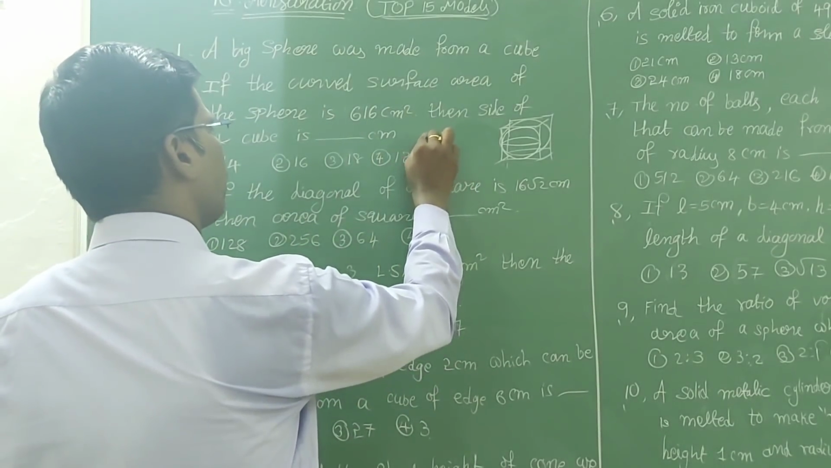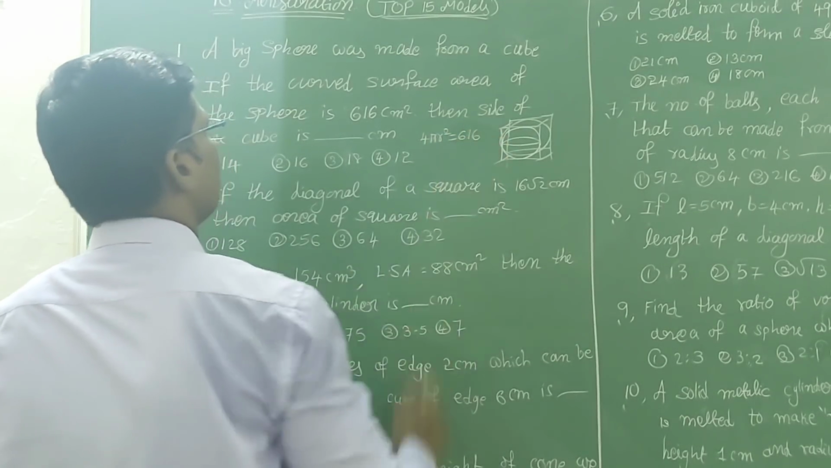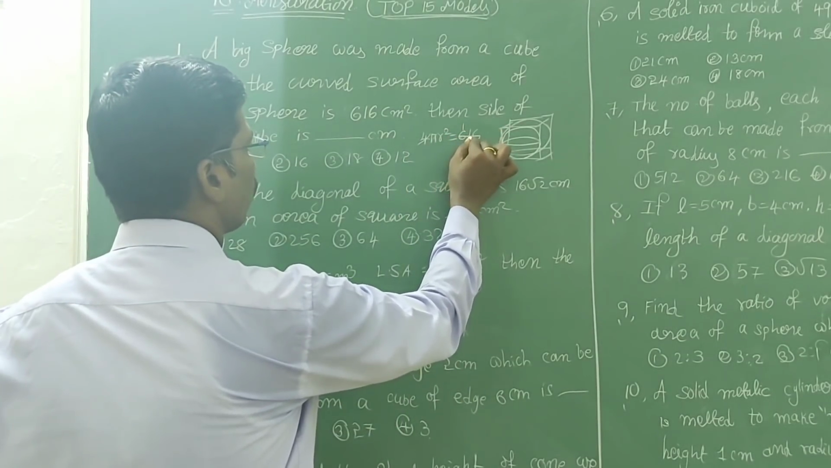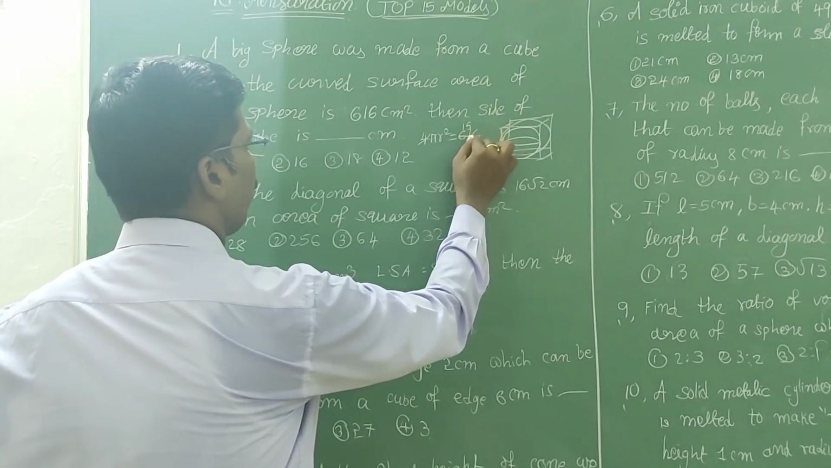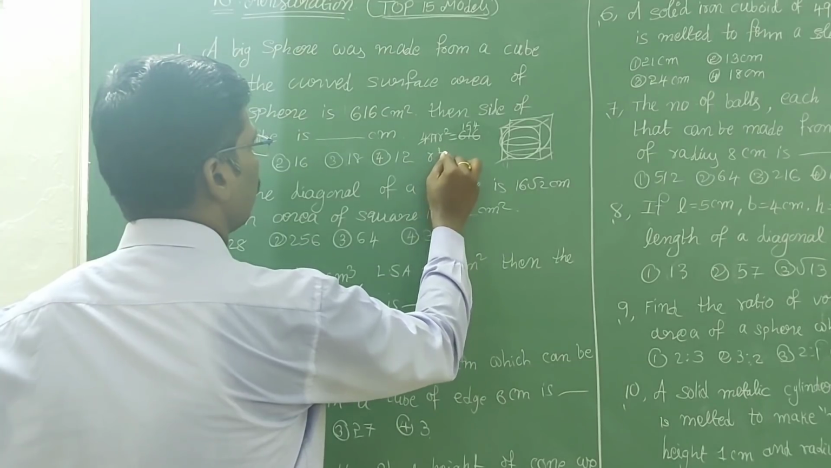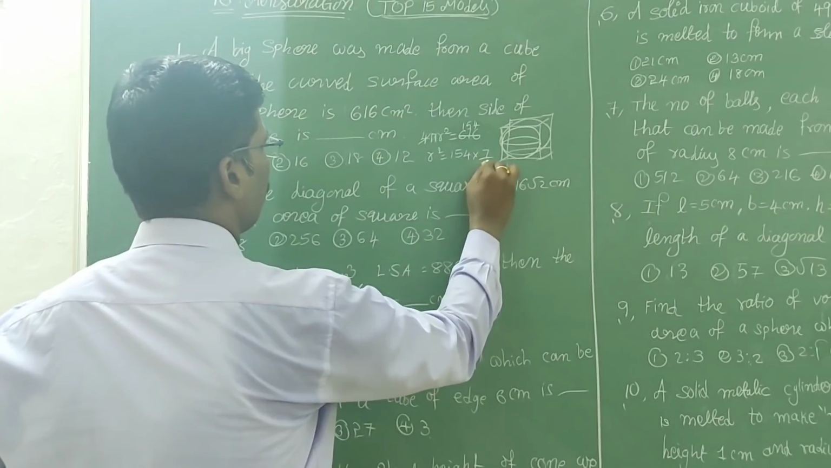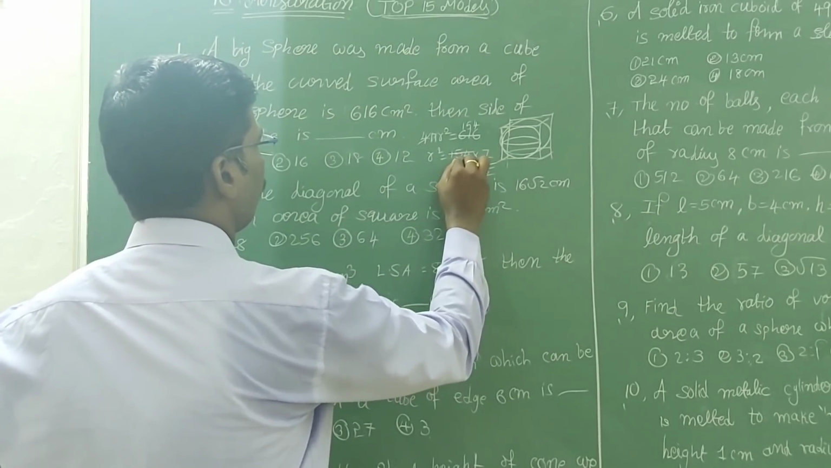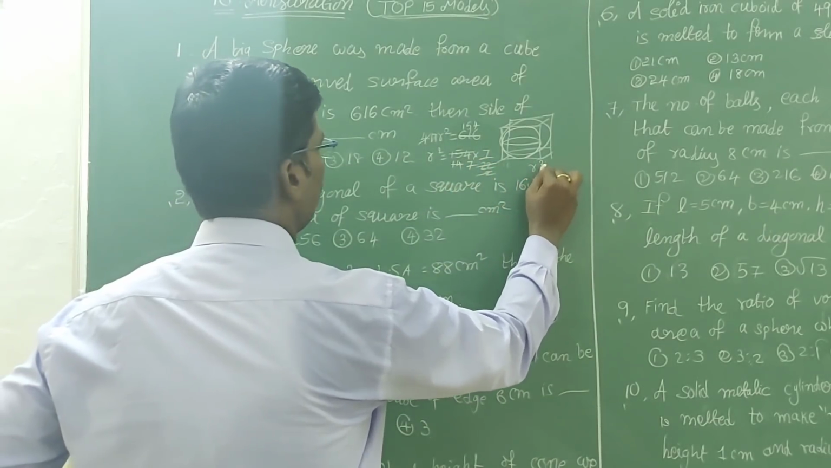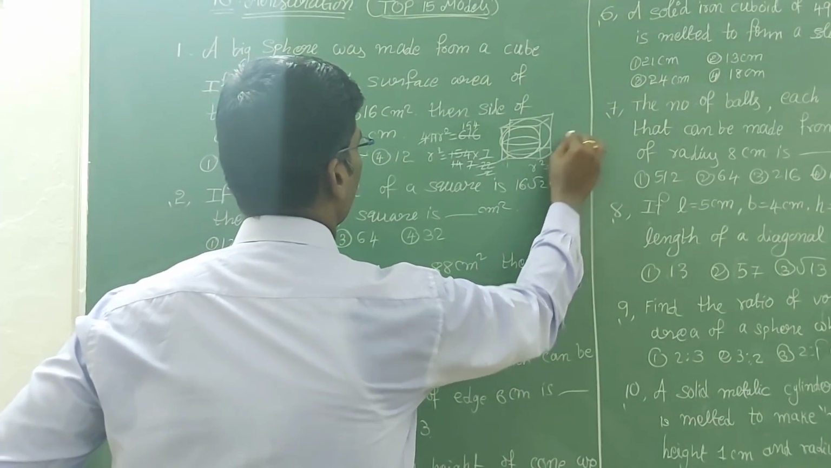Curved surface area of a sphere is nothing but 4 pi r square. That is equal to 616. Now 4 1s are 4, 21 is there, 4 5s are 20, and 16 is there, 4 4s are 16. So now r square is equal to 154 into 7 by 22. 11 2s are 22, 11 14s are 154. Now 2 1s are 2, 7s are 7. So r square is equal to 49, 7 square means r is equal to 7.